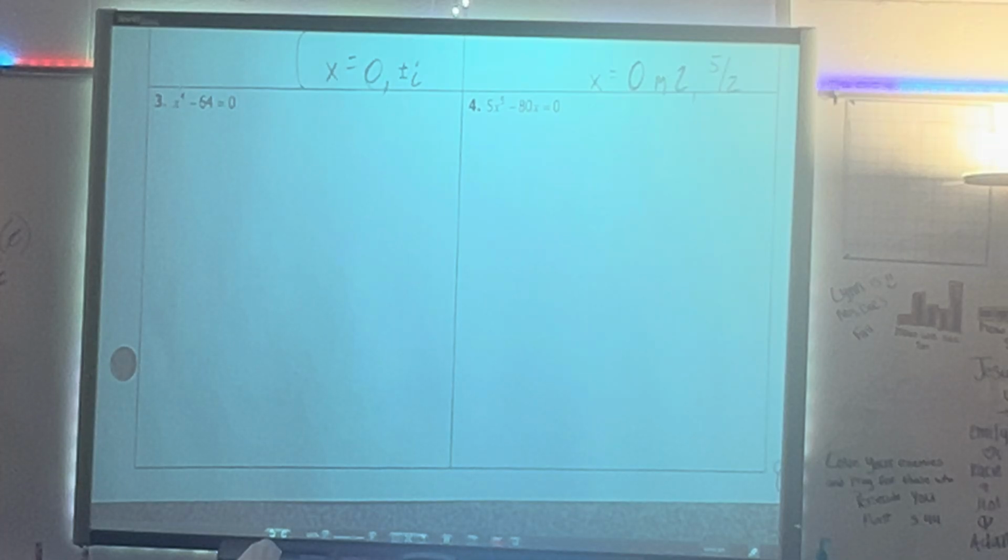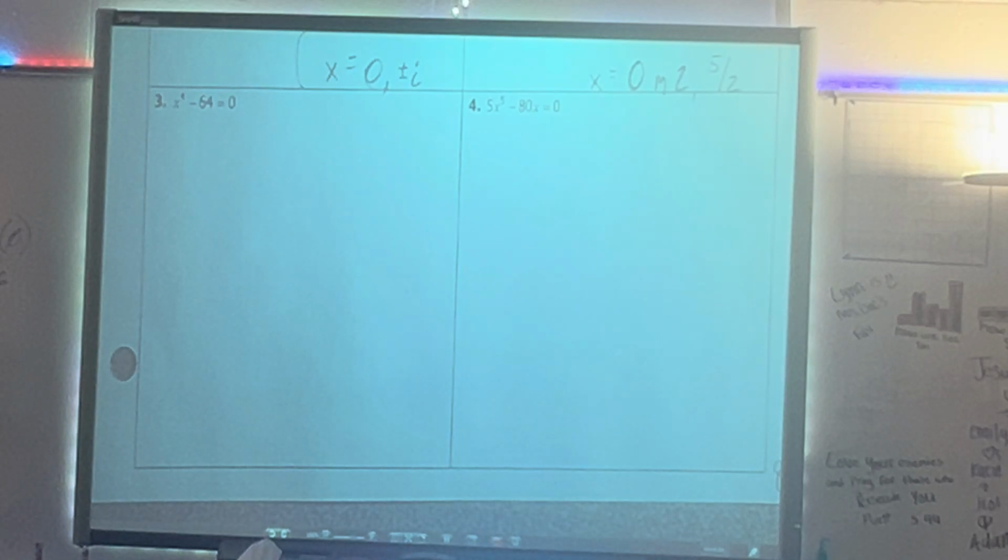Okay. All right, number 3. What do you see here? It is a difference of squares. Here's what you cannot do. Please hear me. You cannot move 64 to the other side and say the 4th root of 64. If you do that, it is wrong. You cannot do that. You have to factor it.